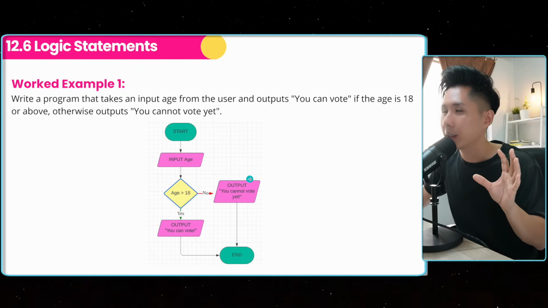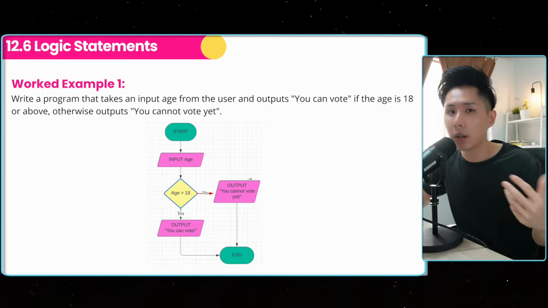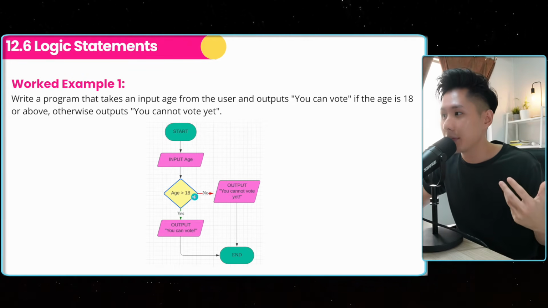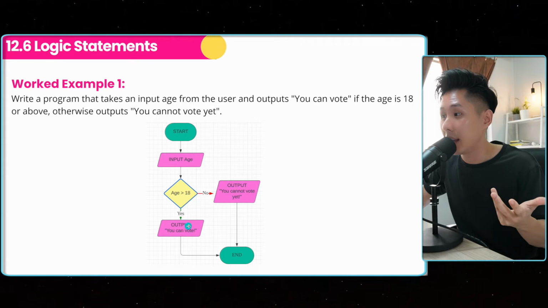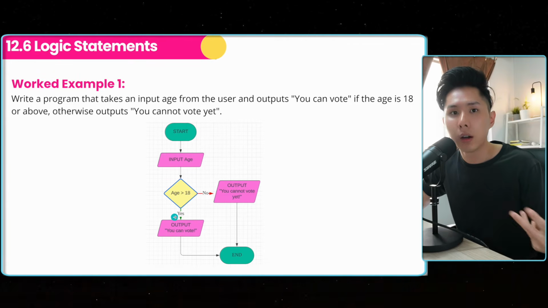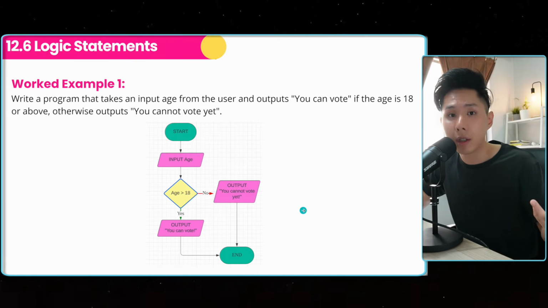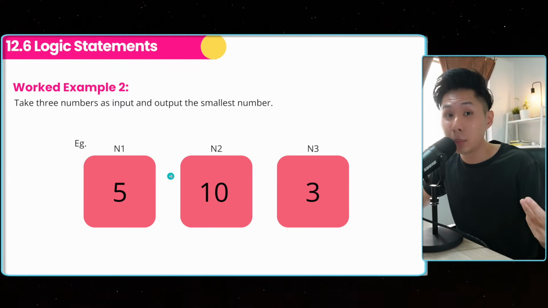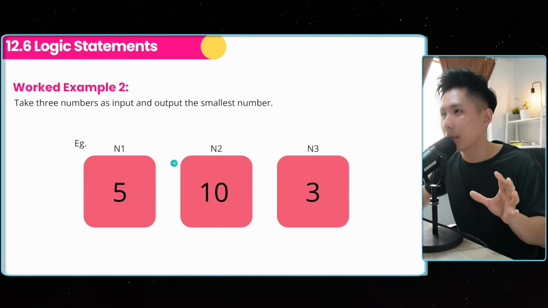So again, this is the power of logic statements. It allows the program to be really flexible. You know, if the user's age is not greater than or equal to 18, this line of code will not be run, right? This step will not be carried out. So it's now conditional.